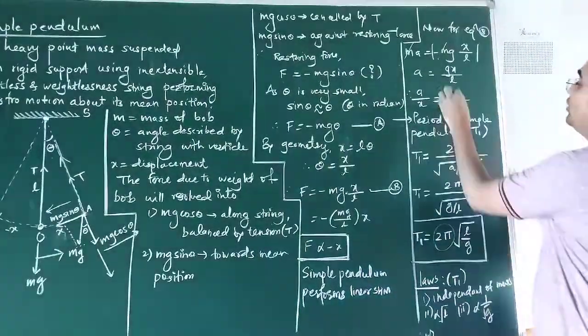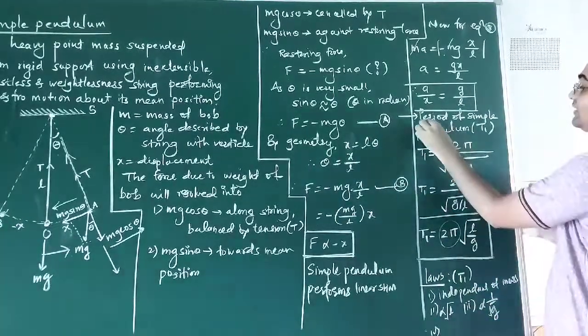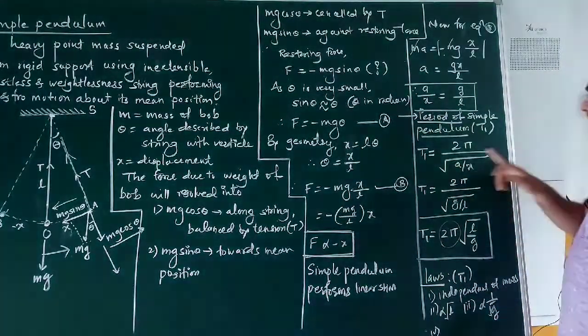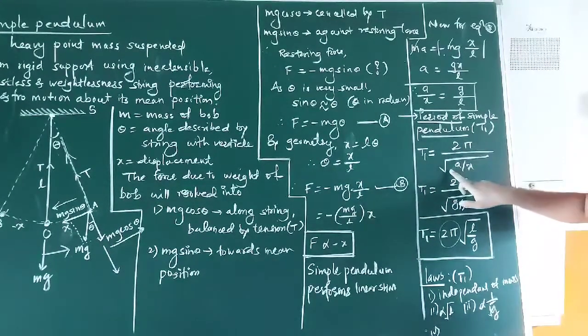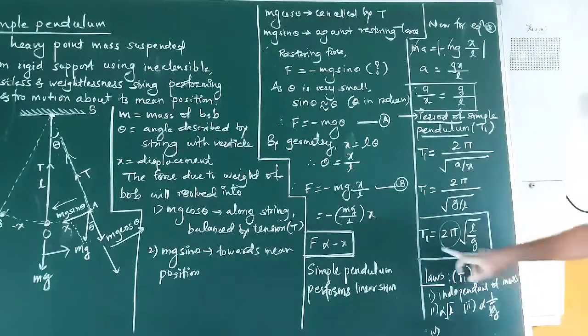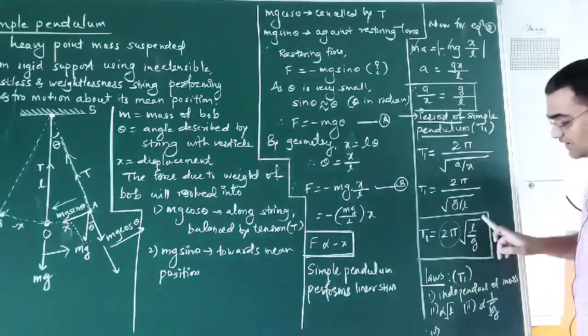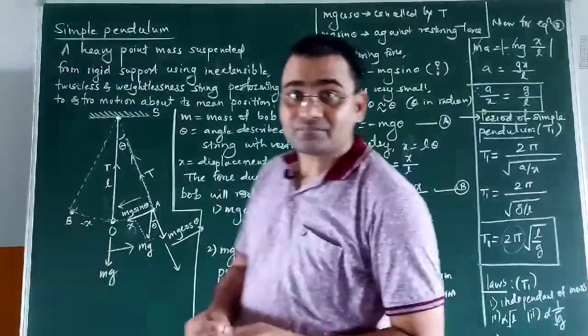From this we have found out formula for acceleration per unit displacement of particle, which is used to find period of simple pendulum. Period of pendulum or period of SHM is given by 2 pi upon root of acceleration per unit displacement. Just substituting value, you will get formula for period is 2 pi into root of L upon g. I hope you have understood this article again.